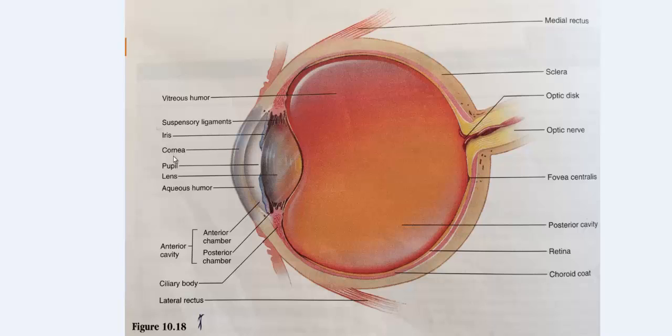Up next is the pupil. The pupil is the opening in the iris, which allows light to pass and shine on the retina. So it's pretty simple. It's just the black spot in the middle of your eye.